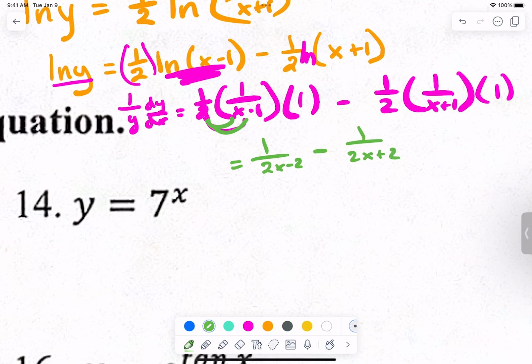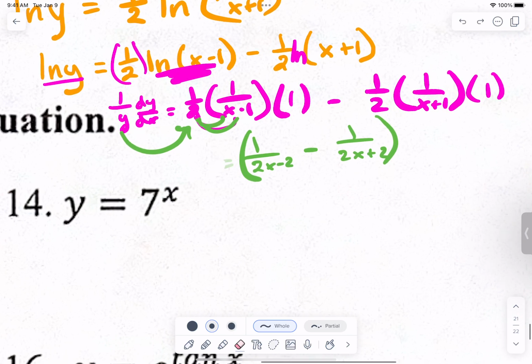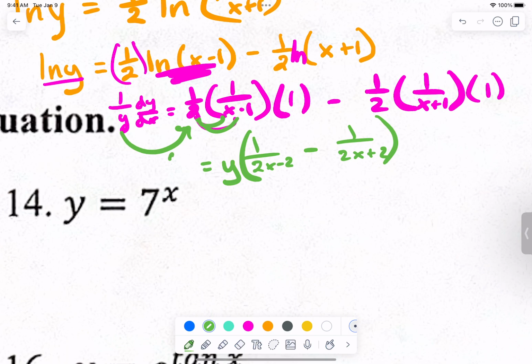Then you've got to multiply by your y over. So this stuff times y. Just put the y at the end, dy dx. That's beautiful.